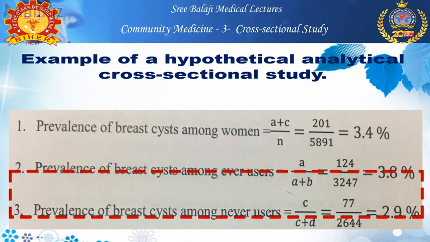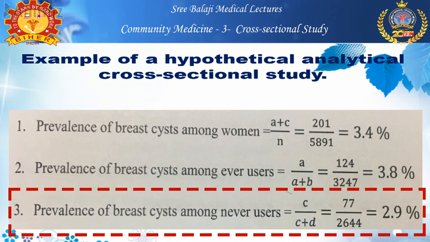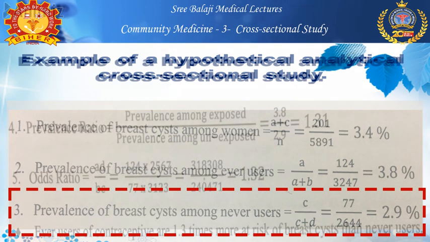Next, we will get data on prevalence of breast cyst among those who do not use contraceptives, which is C by C plus D. Among 2,644 people who did not use contraceptives, only 77 developed breast cyst. So 77 divided by 2,644 is 2.9 percent.